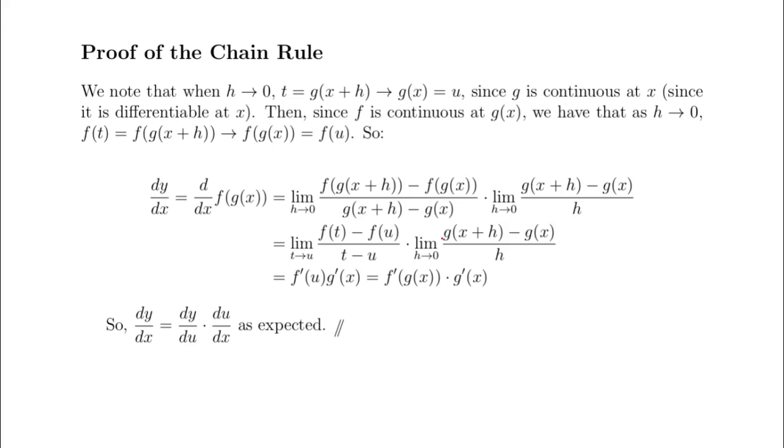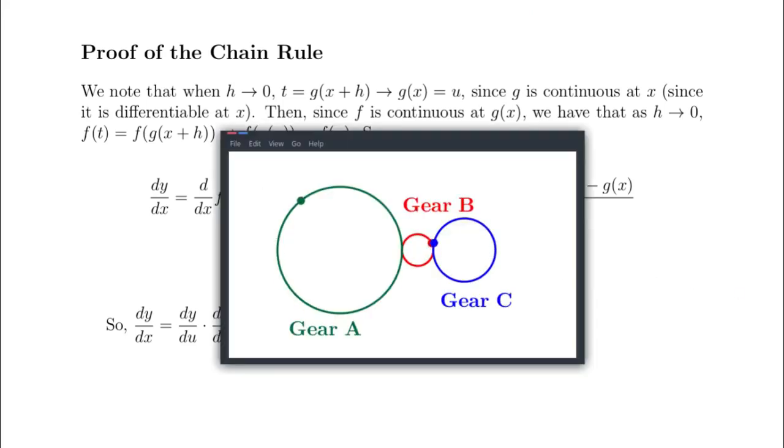End of proof. Real short video here. Again, that's the proof of the chain rule using the limit definition. This is going to act as our intuition, this kind of idea of multiplication of rates of change to get from one gear to the next. Hopefully that's helpful to see what's going on.